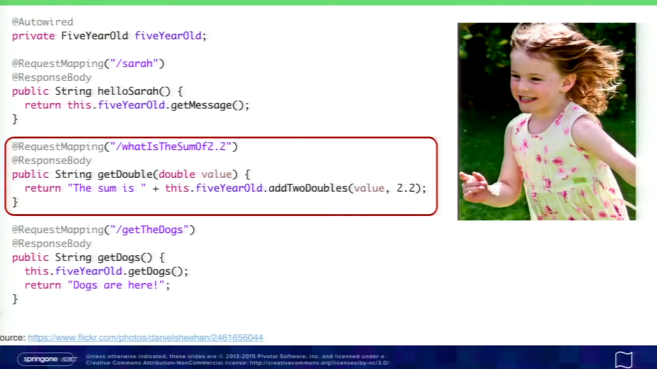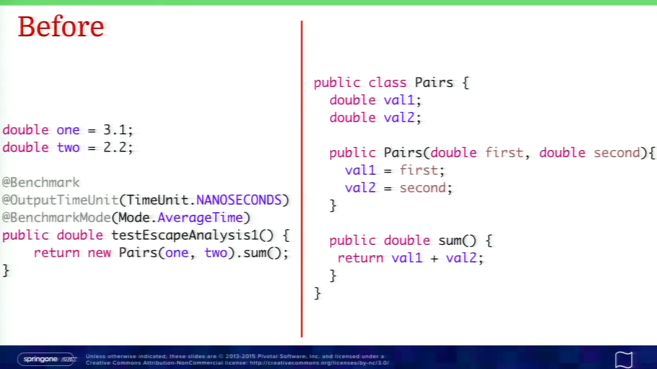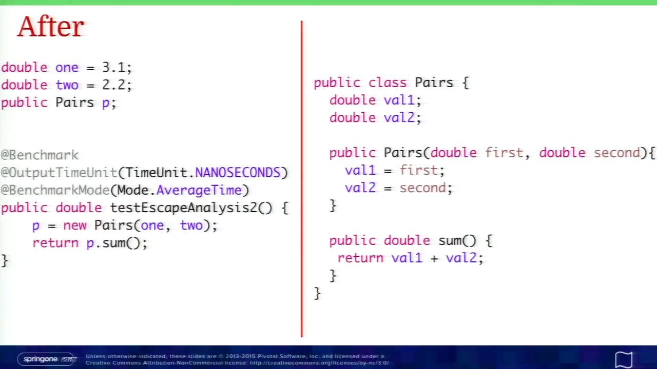So things are good for a little while again, and once again, aDouble, or getDouble, gets slow. So I asked Sarah again, what are you doing? She says, well, I'm creating a Pairs class where I have my value 1 and my value 2, and it has a sum method. And what I was doing is I was creating a new Pairs, and then I was calling sum on it. But now what I'm doing is I'm putting a public Pairs p as an instance variable, and then I'm creating my new Pairs in my test, and then I'm calling sum.